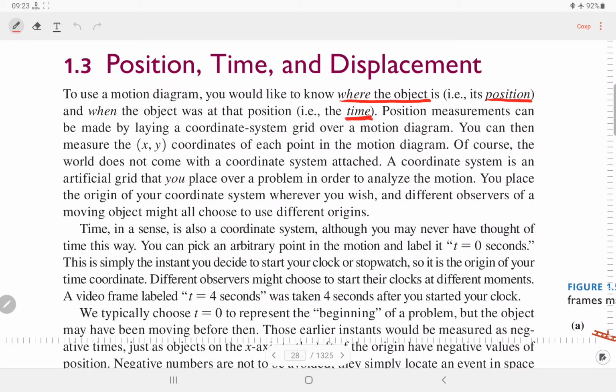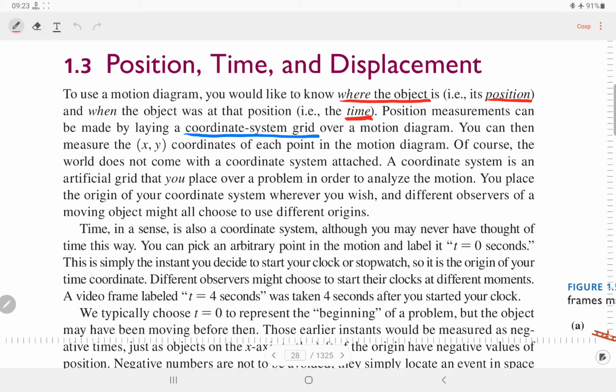We need to know the position, the place, location, and the time when this object was at that certain position. Time is also important. Position measurements can be made by laying a coordinate system grid over the motion diagram. So in order to find position, or to explain position, it's better to use a coordinate system grid.